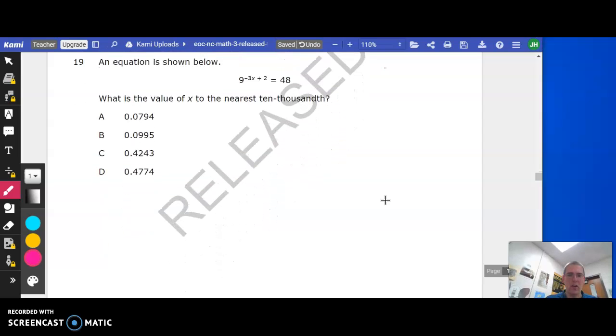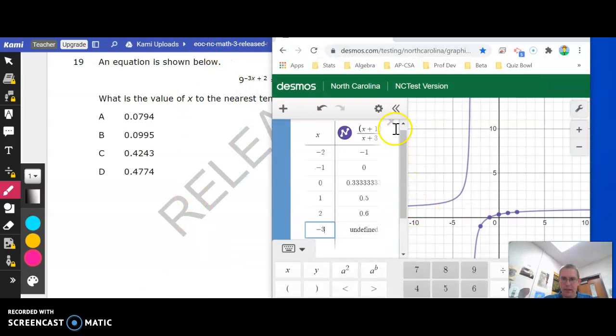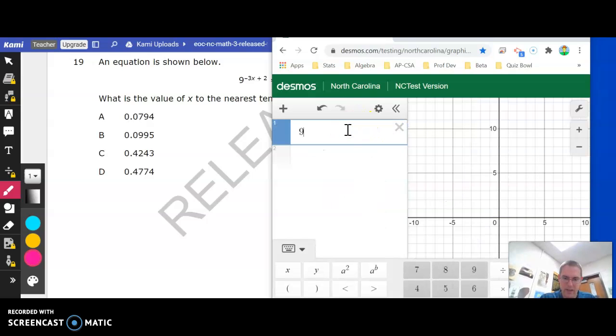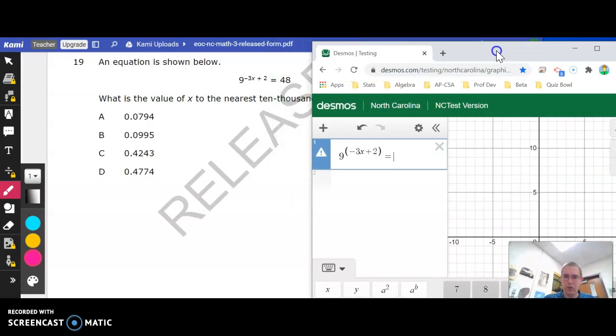Okay, this equation we're solving for x to the nearest 10,000th. I've got several options. I could try to do this algebraically, but I'm feeling Desmos. So here we go. If I'm doing Desmos on this one, I'm going to do 9 to the (-3x plus 2). Now, one thing to notice with Desmos is if you do have something fancy in your exponent, you have to put the exponent in parentheses, or it gets really angry about doing that. And it tells you it is equal to 48.